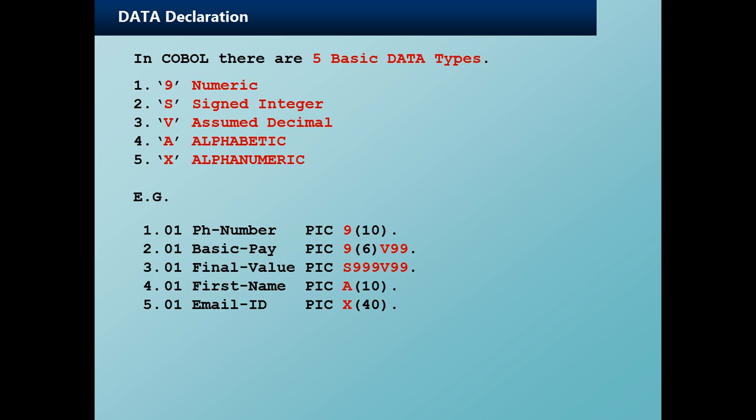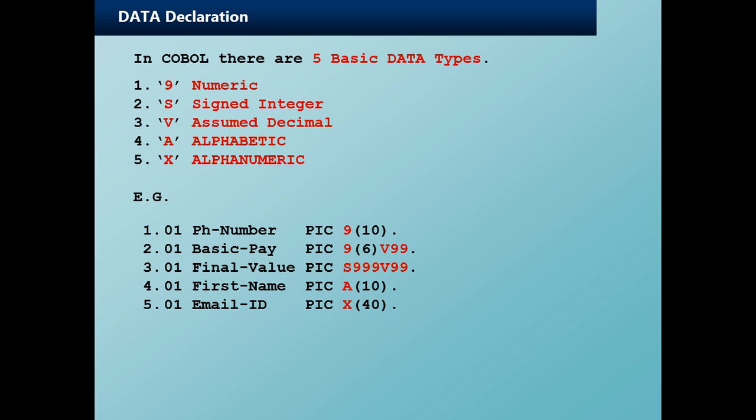V is an assumed or implied decimal. It does not occupy any space, but it is understood that the decimal comes at this point. And 9, when I give it, it's assumed to be an unsigned integer, that is, you don't hold the sign. For example, when we are writing 123, it's understood that it's a positive number. We are not going to store the sign. We cannot hold negative values, whereas signed ones are there in the numeric type.